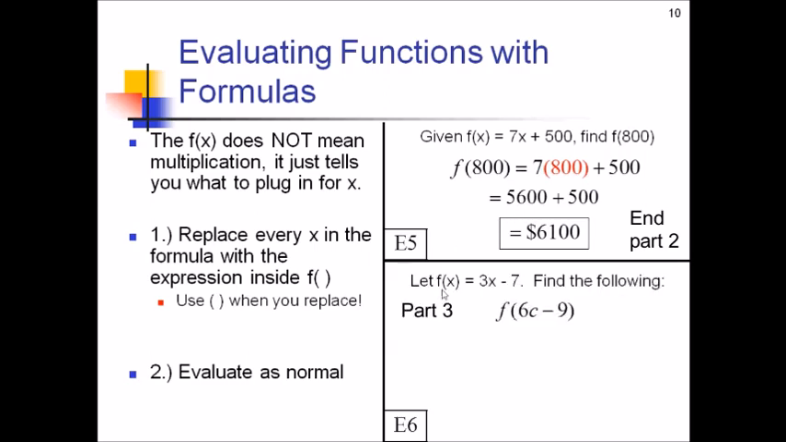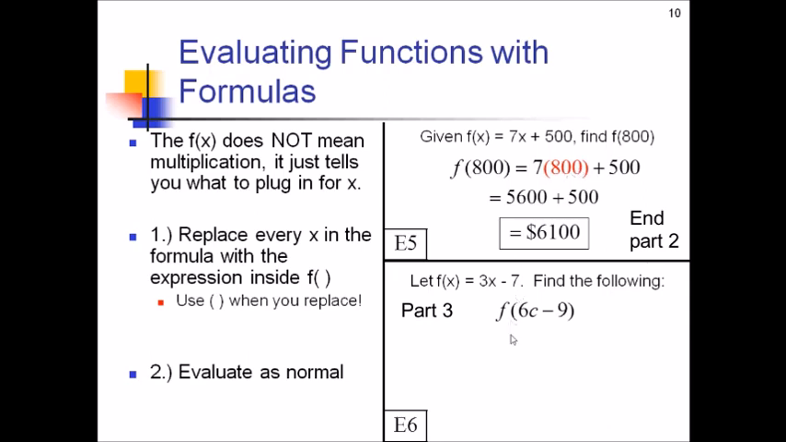All right, here's another one for us to try out. Let f of x equal a different function now, 3x minus 7. Find f of 6c minus 9. Now this one is a little bit goofier. Up here we were just plugging 800 in for x, and it was a pretty direct substitution. But what do we do down here if there's more than one thing inside the plug-in parentheses? Well, plug it all in. This is the advantage of using parentheses when you plug in, is that you can put pretty much anything that you need to inside that parentheses.